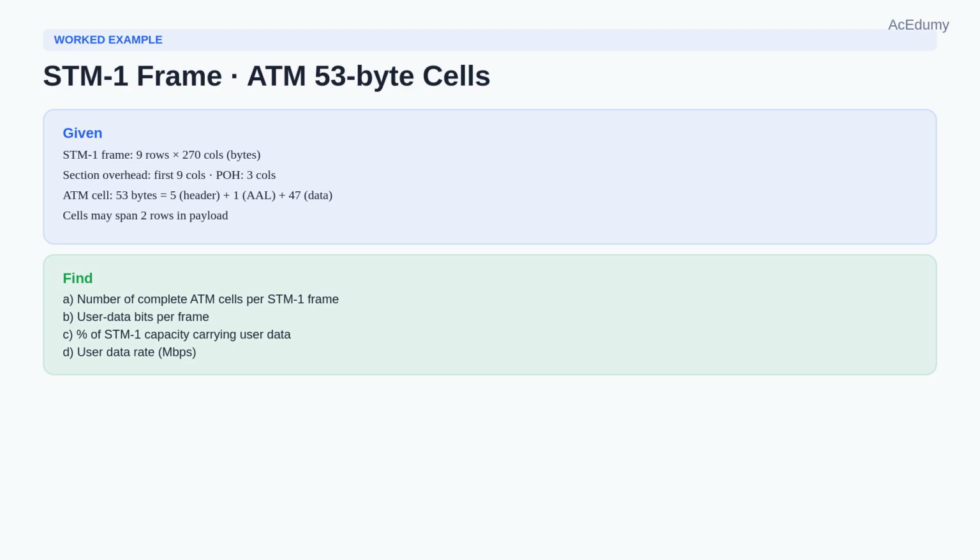4 questions. Part A. How many complete ATM cells fit inside one STM-1 frame? Part B. How many bits of actual user data does that give us per frame? Part C. What percentage of the total STM-1 capacity is genuine user data? Part D. At what data rate is the user information being transmitted in megabits per second?